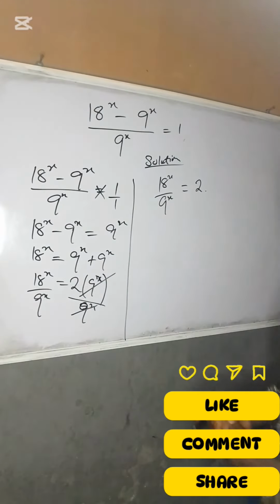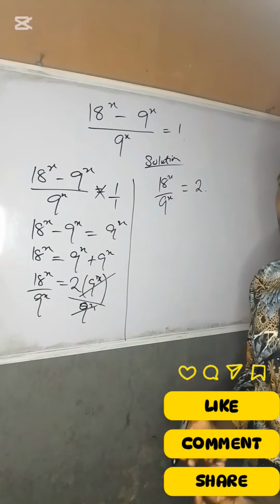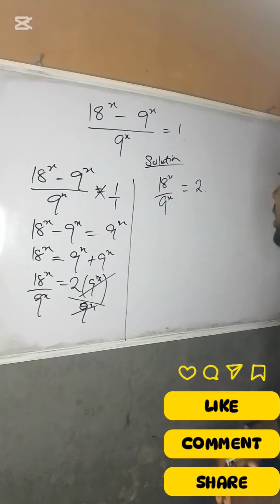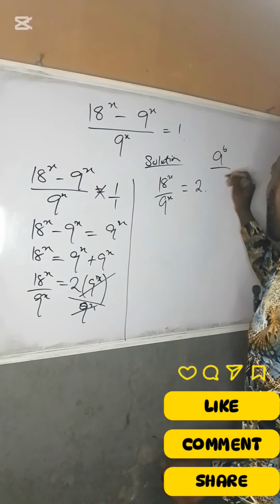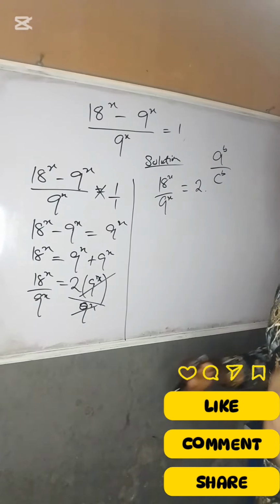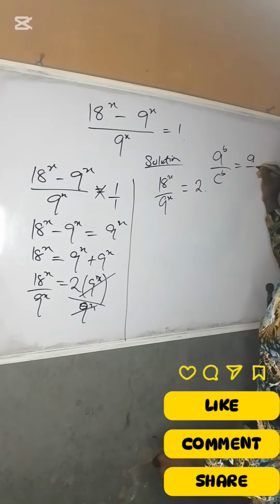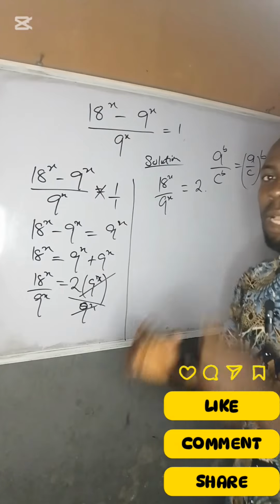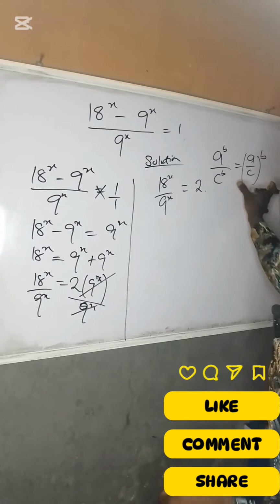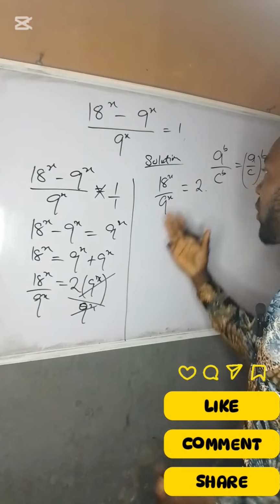Now, can you see? 18 and 9 have the same power, which is x. And under laws of indices, when we have a^b and c^b, we have the right to write it in this form as (a over c) all raised to the power of b, because they share the same power. So now we are applying this to this problem, so that we'll be able to solve the problem.